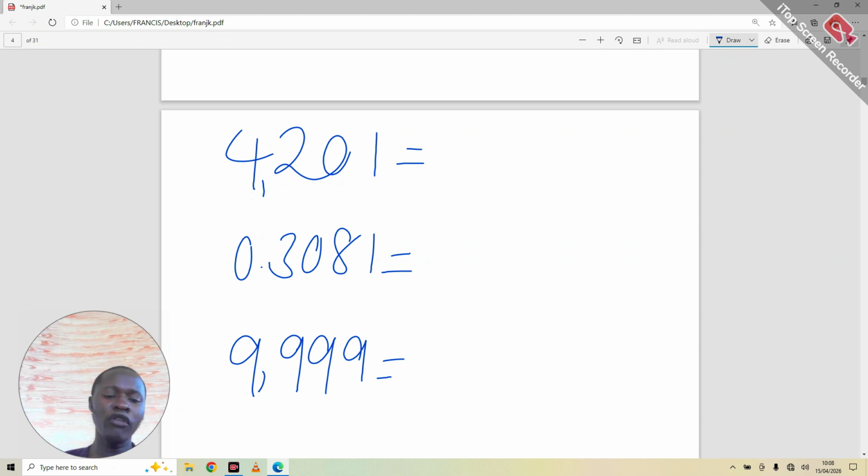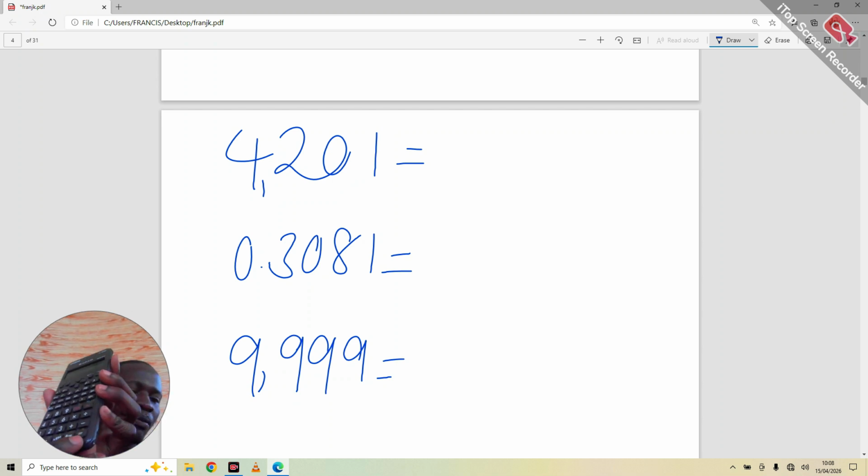Now, having 4201 to 5 significant figures. First of all, when it's still in this format, the calculator is asking to how many significant figures, then you press 5, and it shall display something like this. Now you press your number. Our first number is 4201. After pressing the number 4201, press the equal button.